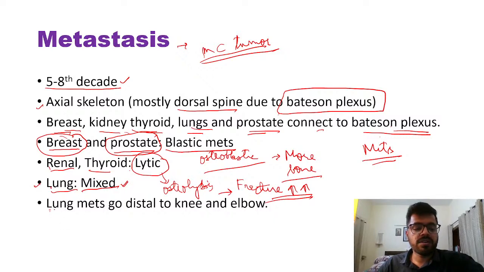And the important thing about lung metastasis is that it goes distal to the knee and elbow. So if there's a lesion distal to the knee and elbow, and it's an unknown primary, we should think of lung mets first. So in breast and prostate, there are blastic mets. In kidney and thyroid, there are lytic mets, and in lungs, they are mixed.